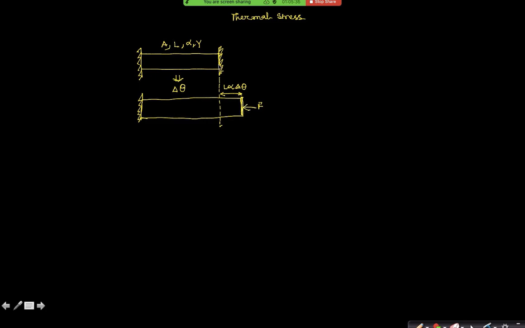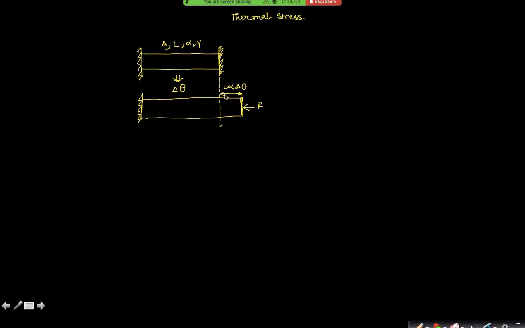The rod cannot expand. The more you increase the temperature, the more it tries to expand. So the internal force will be more. And in order to balance that internal force, the external force offered by that wall will also be more.